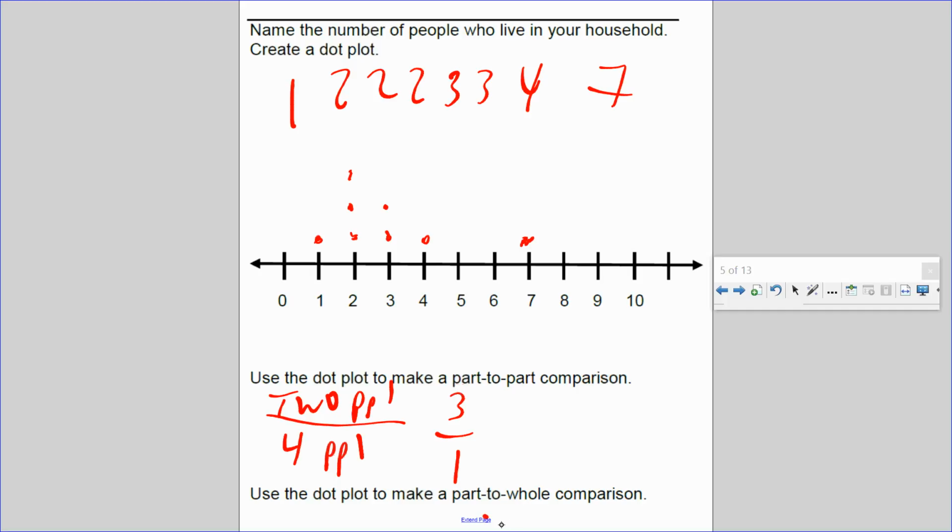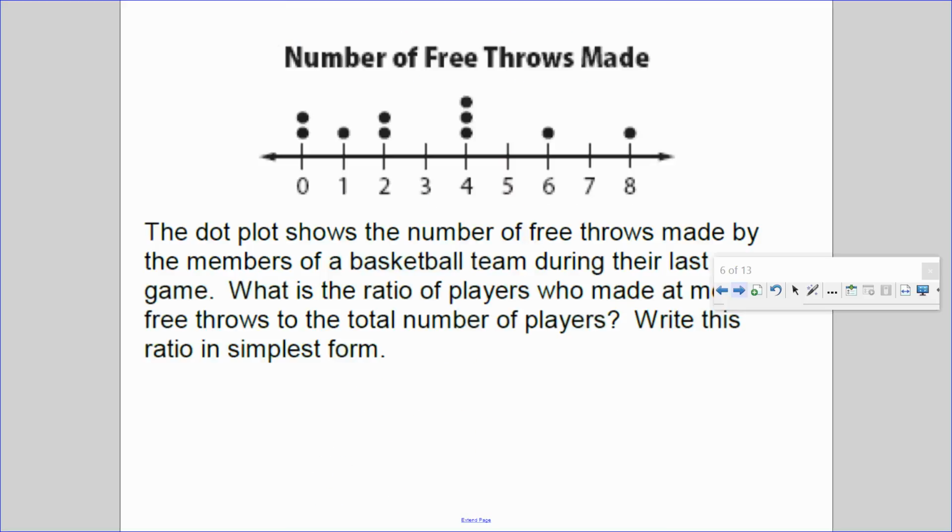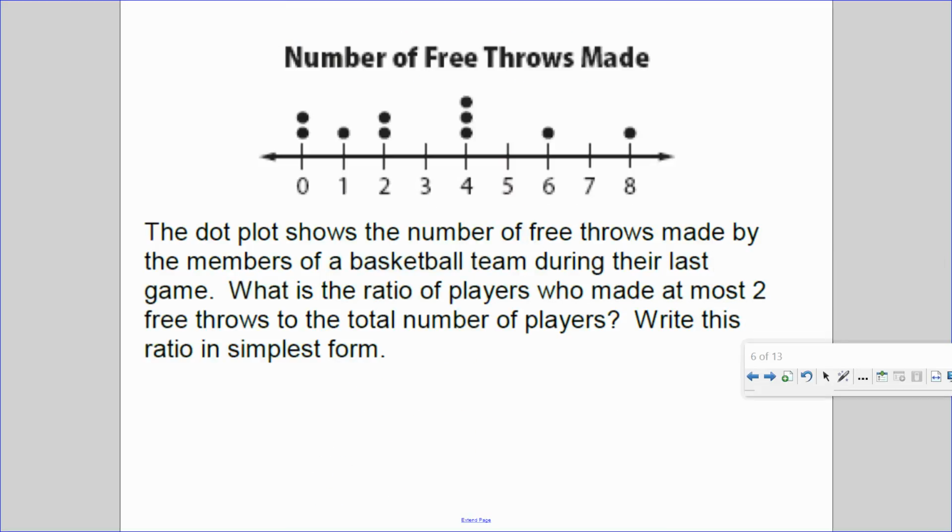What about part to whole? What if I want to compare 7 people, that's a lot of people in a household, to the whole? One family has 7 people. And how many families are there in all? 1, 2, 3, 4, 5, 6, 7 out of 8 families. So for every 8 families, one family will say there's 7 of us in this household. So we just did a part to part and part to whole comparison. So using that, can we now answer questions about this?